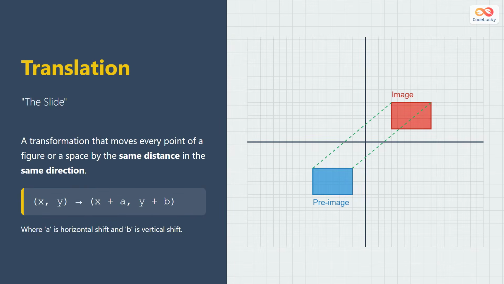Let's start with the simplest transformation, translation. You can think of this as a slide. In a translation, every point of the figure moves the same distance in the same direction. We can describe this mathematically by adding values to the x and y coordinates.